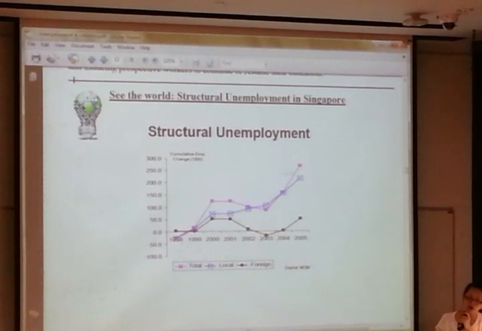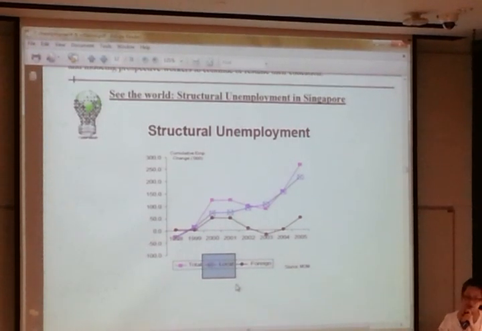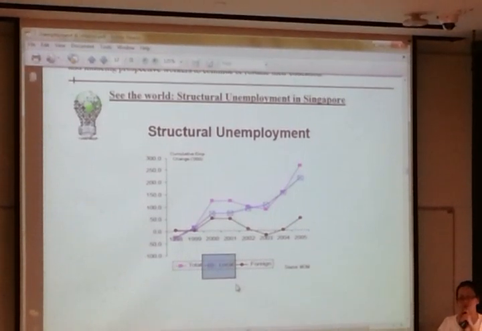Okay, and what grows along with it was the blue line, which is by the locals. So they lost their jobs, they were retrenched, but they couldn't find jobs in the new economies, be it in the financial sector or even in the manufacturing, because they are more technical based. So in this case, structural unemployment contributes to the natural rate of unemployment.